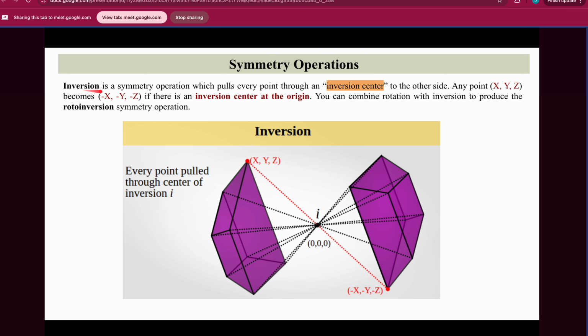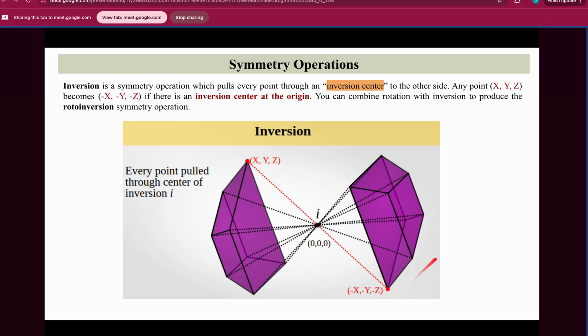Then comes the third one, which is the inversion. Inversion is a symmetric operation which pulls every point through an inversion center. So in this case also we'll have an inversion center. In rotation we have the rotational axis, and in case of inversion we have the inversion center. Now these two images are inverted. That means the points which are present are in opposite directions to one another.